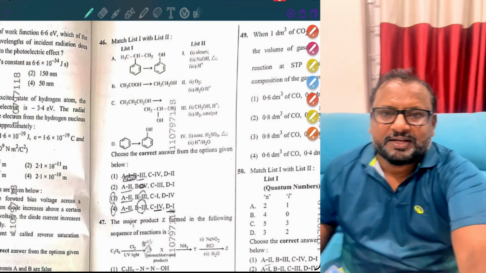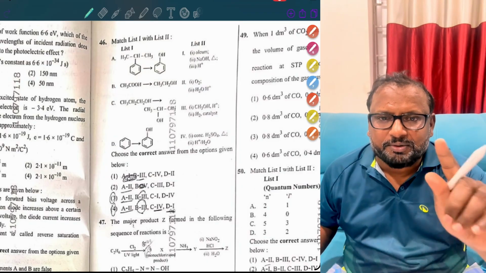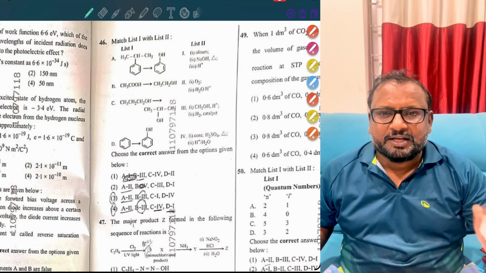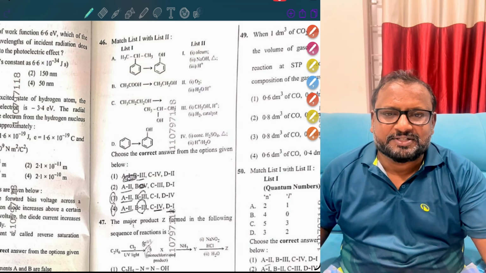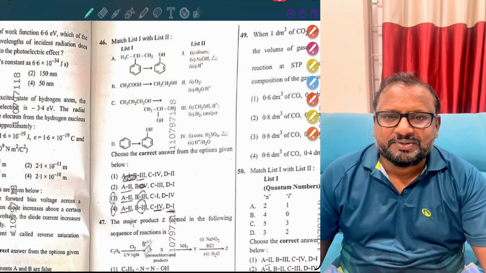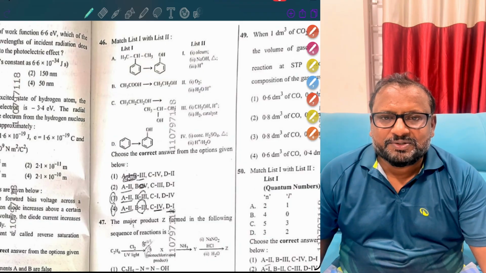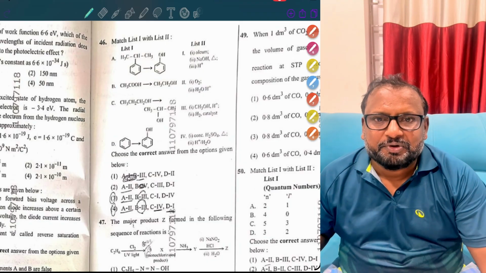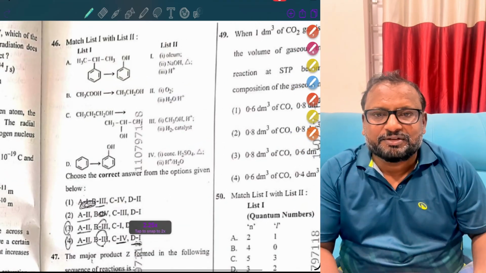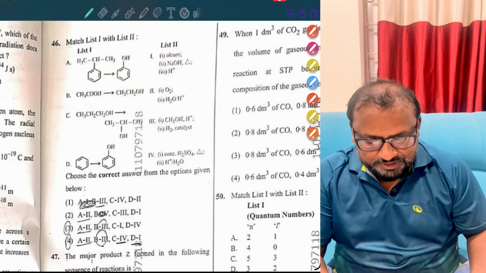So that's why it's a lesson to those who ignore the NCERT, and it will be rewarded to those who have studied the NCERT perfectly, line to line. So without any further ado, let us discuss today's paper. Right. So we're starting with chemistry.